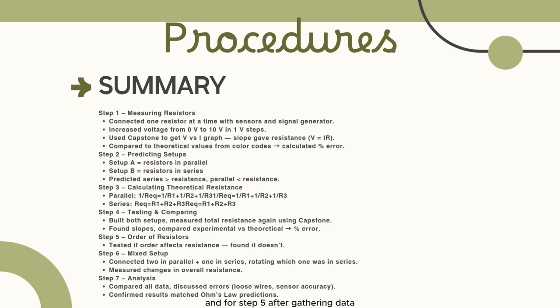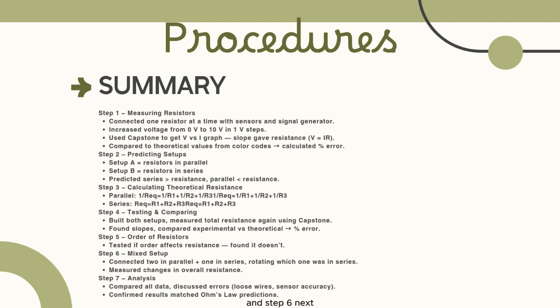And for step 5, after gathering data, we analyzed whether the order of resistors affects the overall resistance in both series and parallel circuits. And according to theory, the order should not change the total resistance. We discussed and justified this reasoning in our conclusions, comparing it with our experimental results.